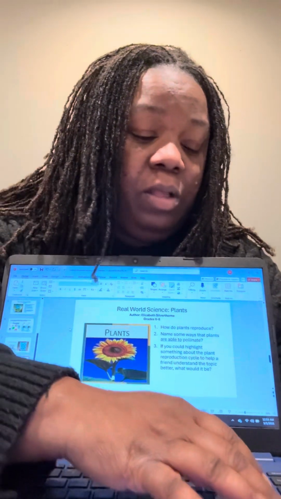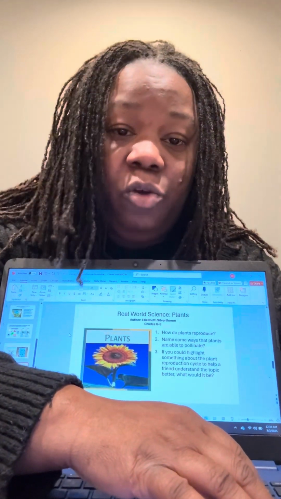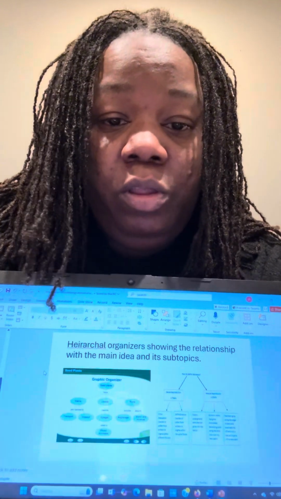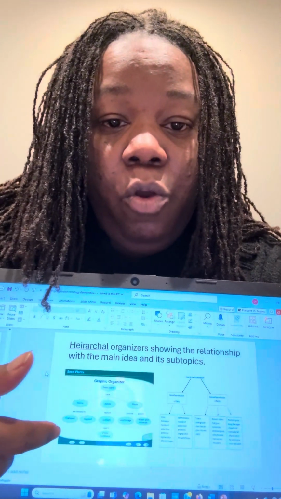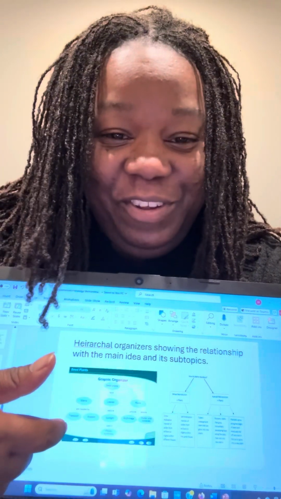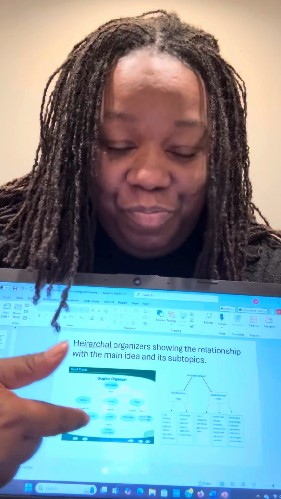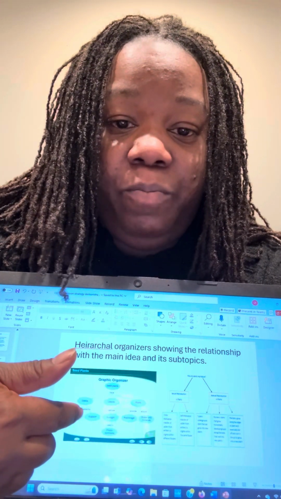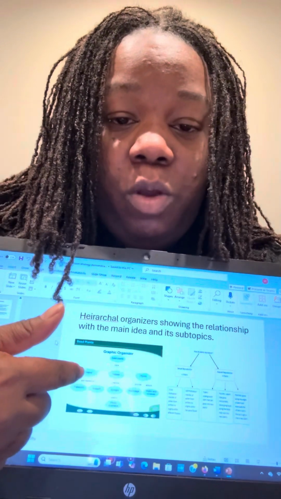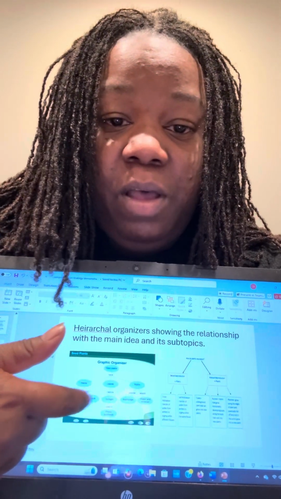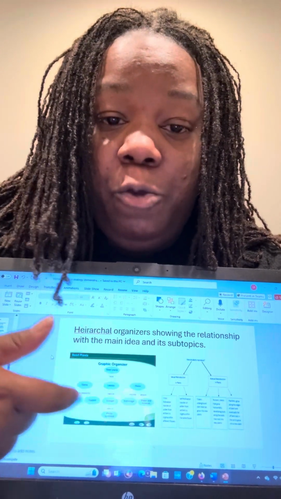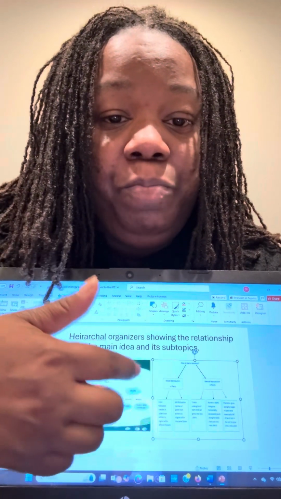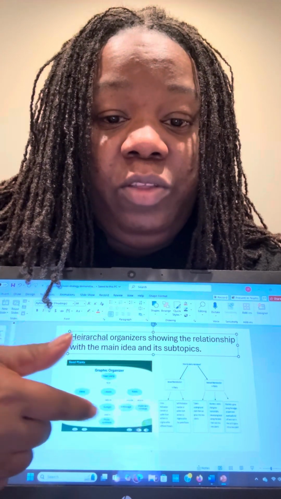So for this, again, the students are getting older and the topic is a little more complex. We are going to deal with hierarchical organizers. For one of the organizers, I try to supply one with key ideas of my own, as well as supply a chart for the students to fill out in their own words.